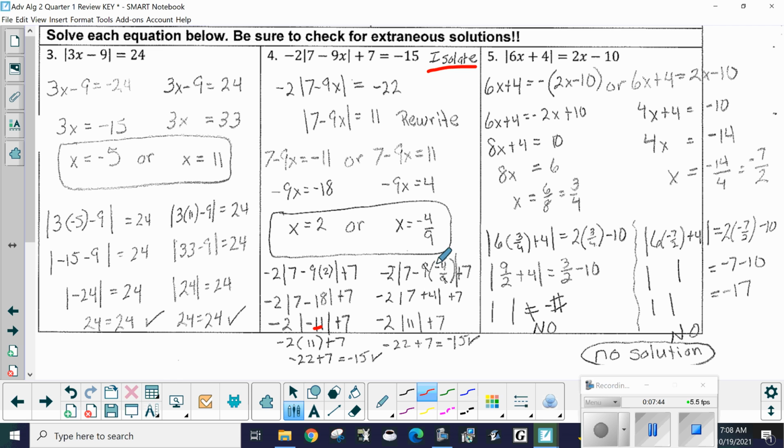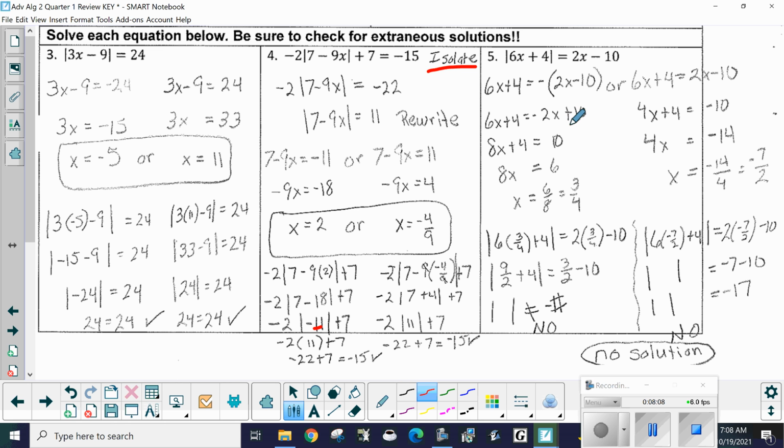Over here, 9 times -4/9, notice that the 9's cancel. That leaves me with minus a -4 or plus 4. 7 plus 4 is 11. The absolute value of 11 is 11. -2 times 11 is -22. Plus 7 is -15. That second answer checks as well.